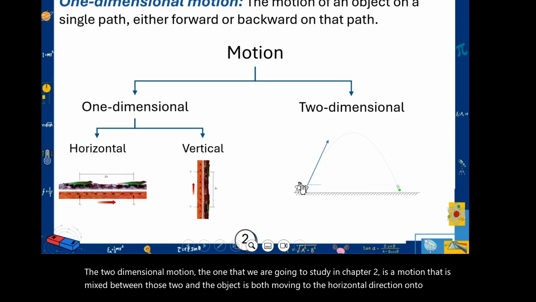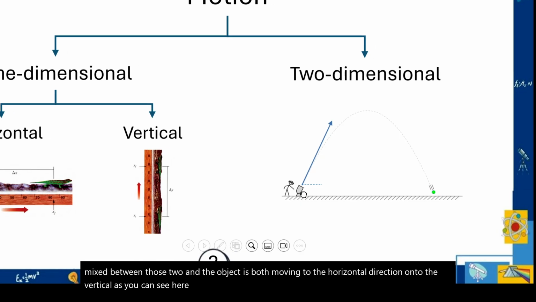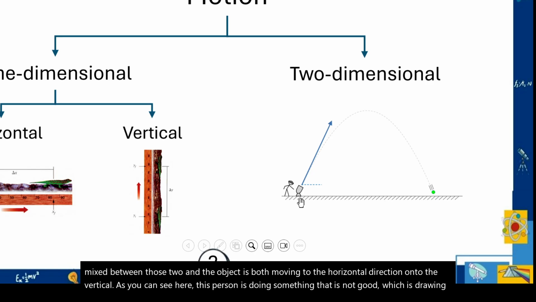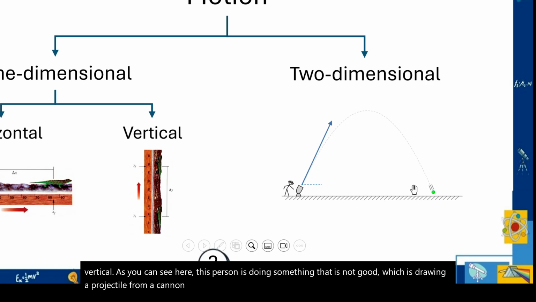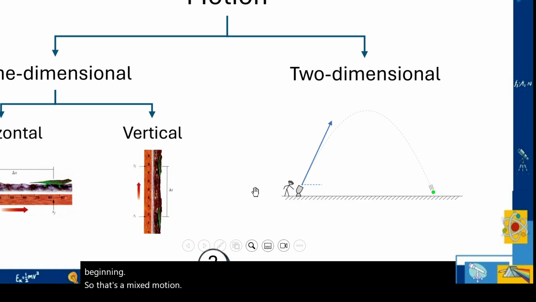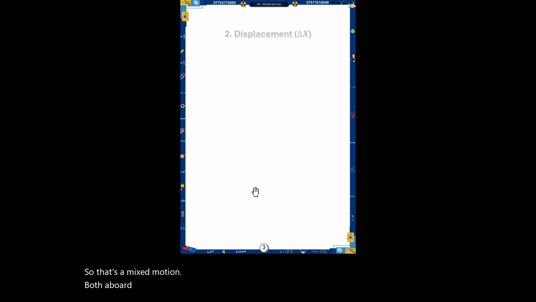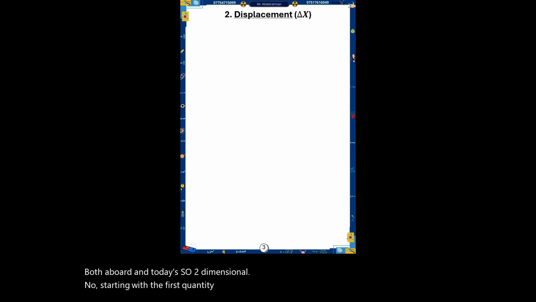As you can see here, this person is doing something that is not good, which is throwing a projectile from a cannon. And this projectile is moving to the east and it also went up at the beginning. So that's a mixed motion, both upward and to the east. So two-dimensional.